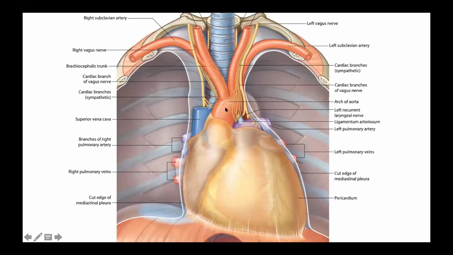Okay, so this is the arch of the aorta. The arch of the aorta gives three main branches. The first one is the brachiocephalic trunk, then comes the left common carotid, then comes the left subclavian. The brachiocephalic trunk further divides into a right common carotid and a right subclavian artery.